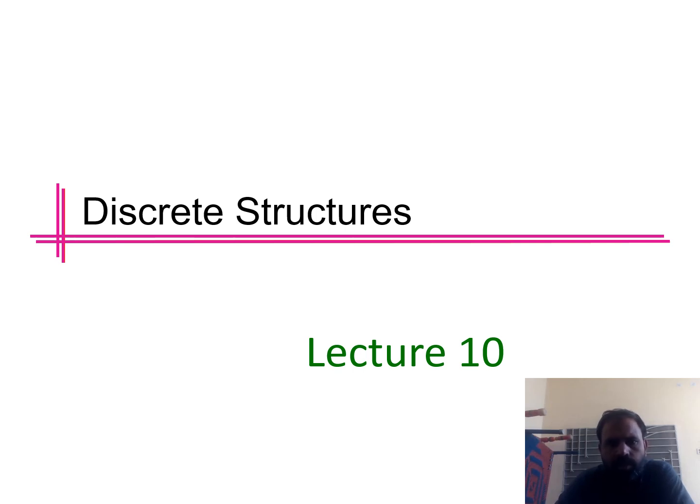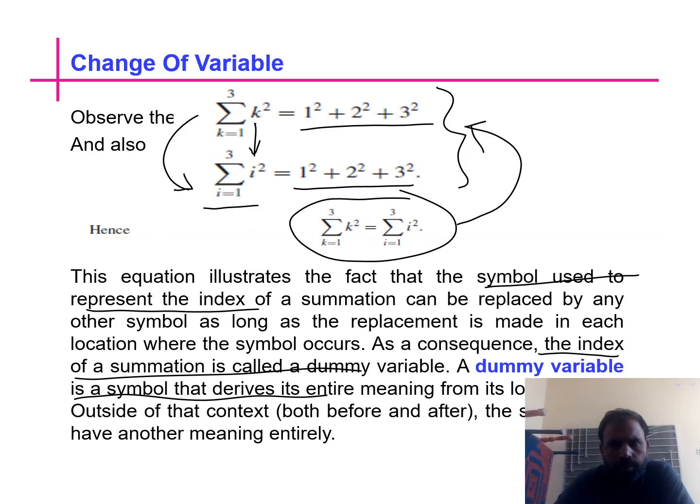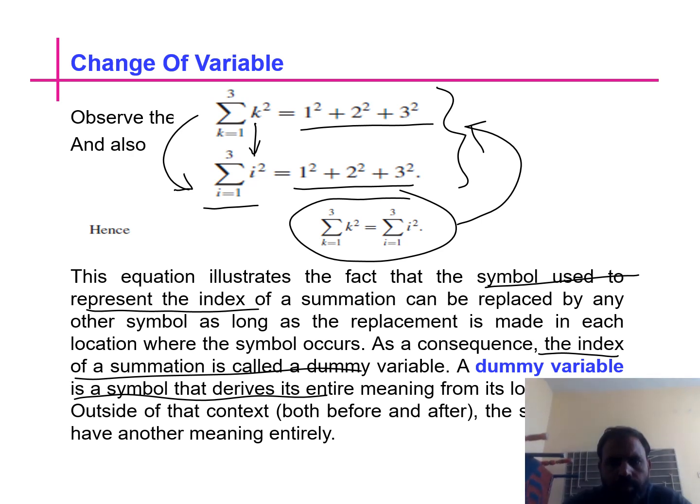In the previous lecture, I discussed some slides, and I remind them here to recall for the next lecture. We have discussed already change of the variable. We observed the summation of k square. K square is equal to, we write in this form, summation i square, i varies from 1 to 3, is 1 square plus 2 square plus 3 square, and so all these two summations are equal.